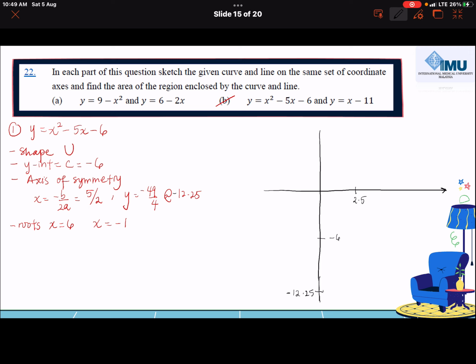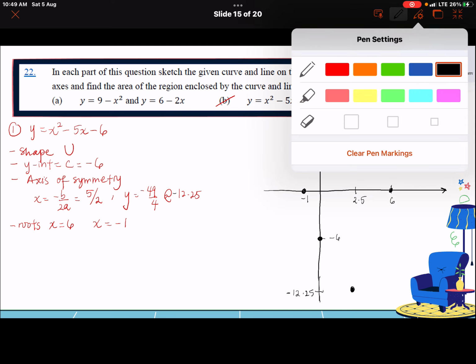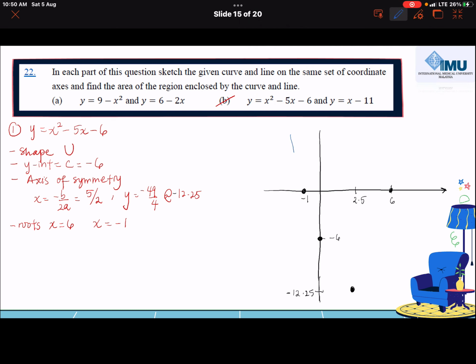Alright, so we have the y-intercept. We know as well that there is a turning point at 2.5 and -12.25. And we also know the root will be at -1. Another root will be at the point x equals 6. Since we already have all the coordinates, you just simply need to connect all the points to obtain a parabola function.